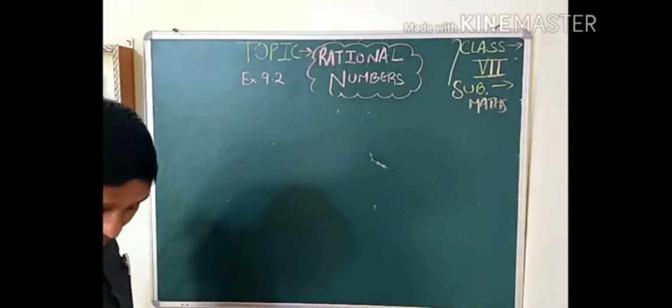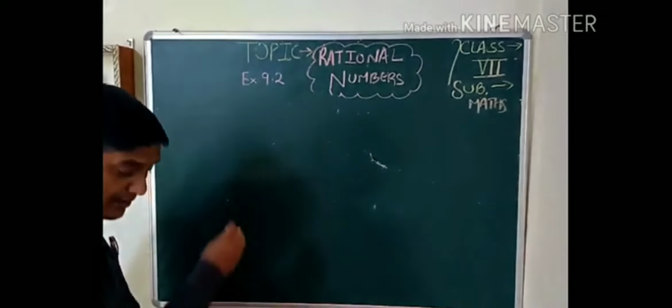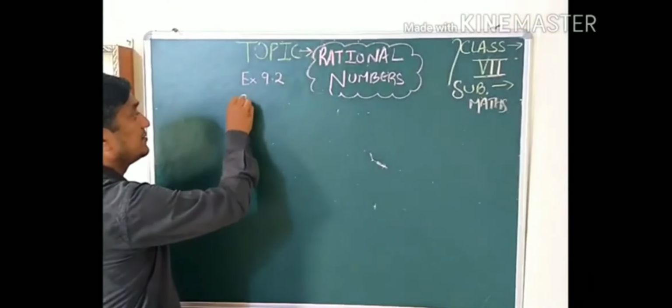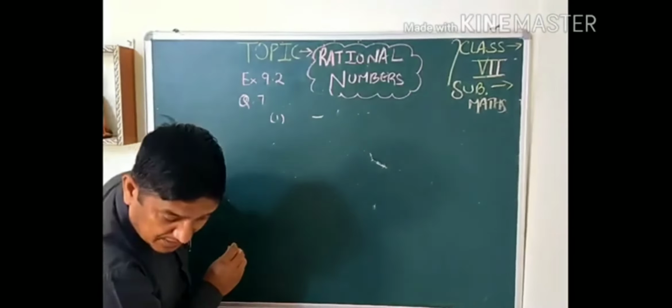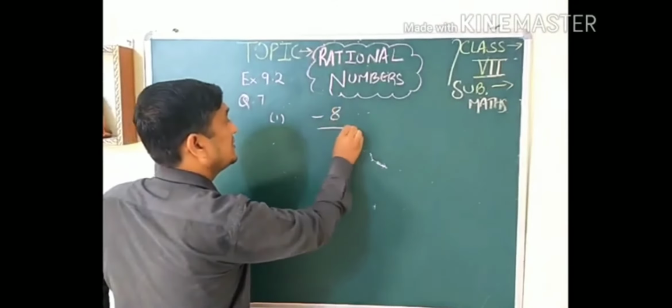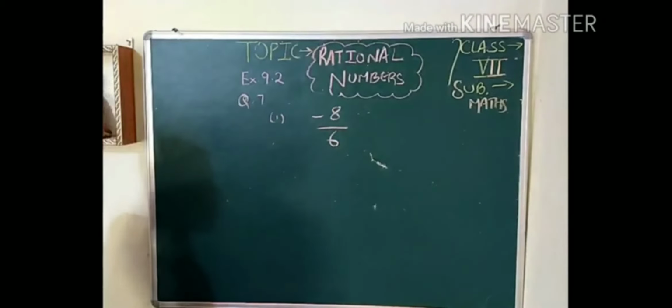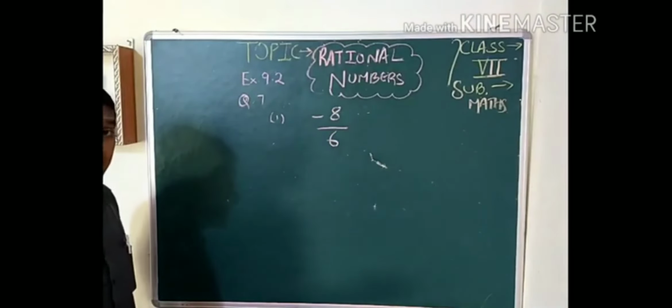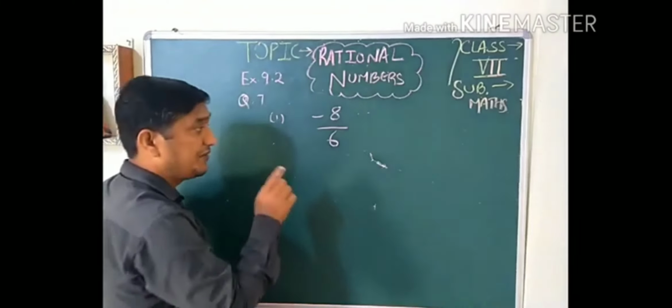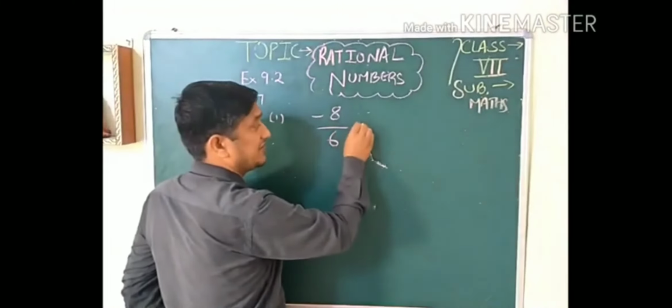Question number 7. The question is minus 8 upon 6. Now children, you have to bring this into the lowest form, simplest form, or standard form by any of the ways.